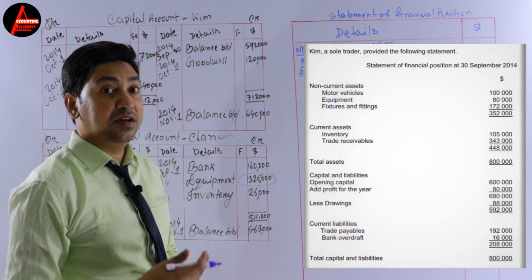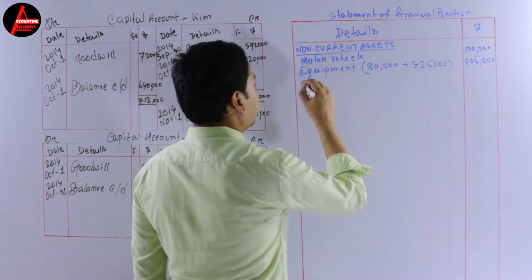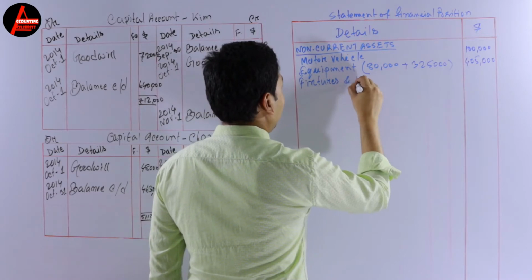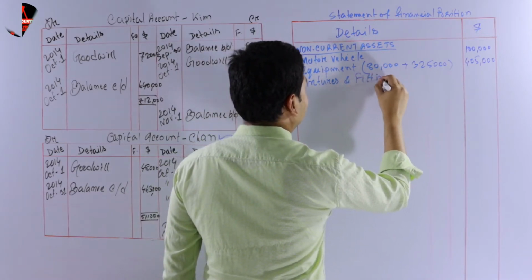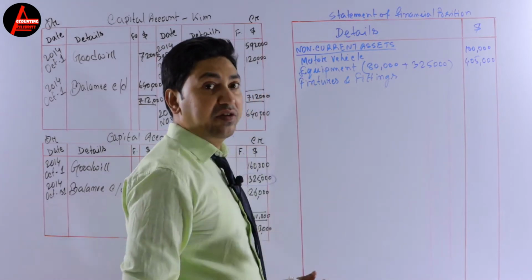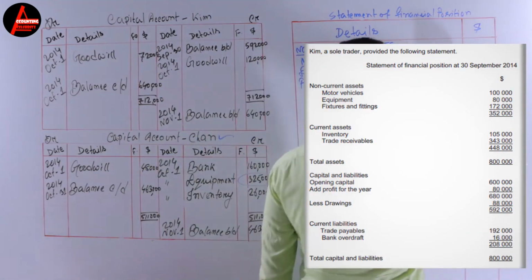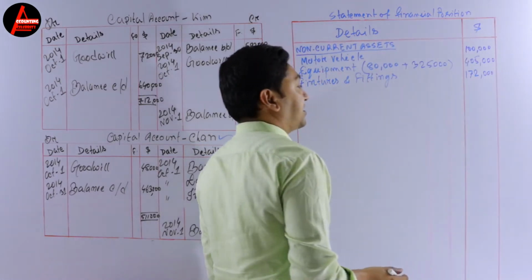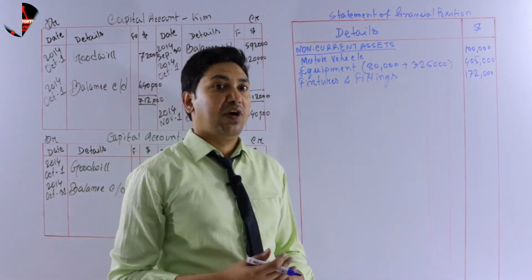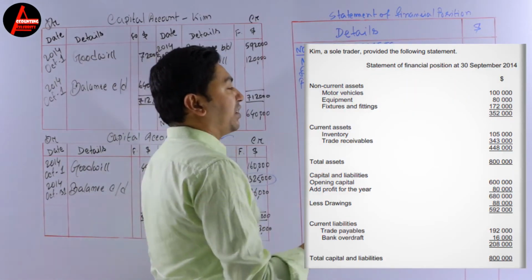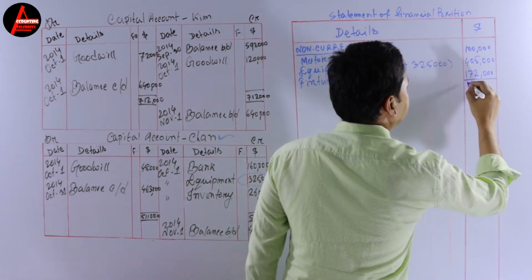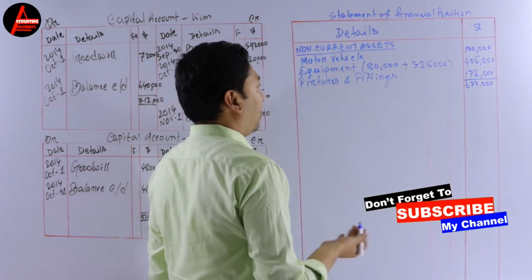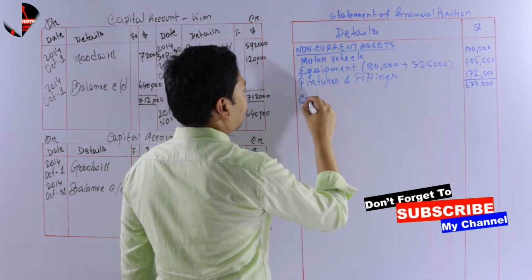What we have next are fixtures and fittings. So right here, fixtures and fittings. What is the value here? $172,000. This value has no change, so write as it is. Great. Next, what? Current assets. So we can add this one, it is $677,000.